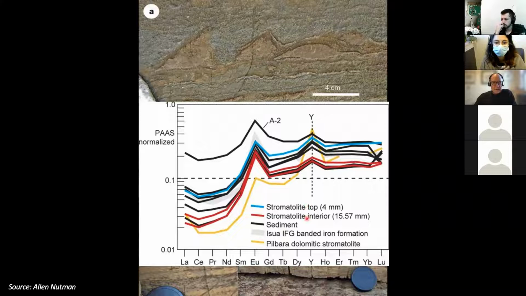One of the other things that can be used as evidence are these anomalies in the rare earth elements that you see here on the x-axis. The anomalies at europium and yttrium may be indicative of certain conditions that are conducive to life. These two lines of evidence and some other things are discussed in their 2016 paper.